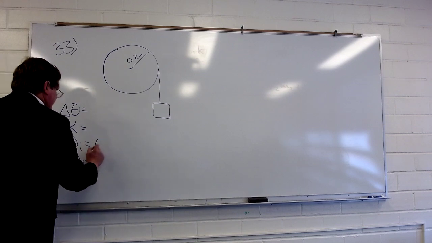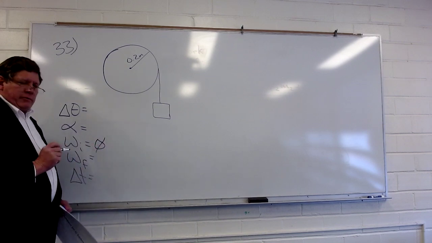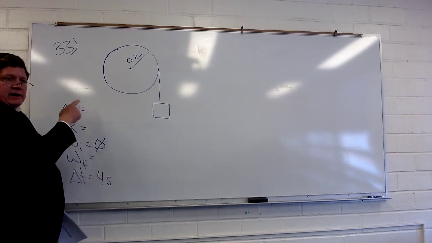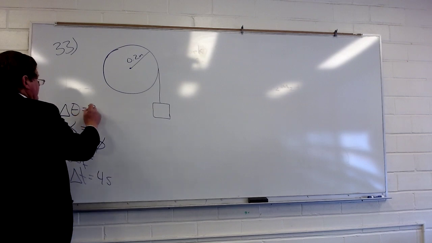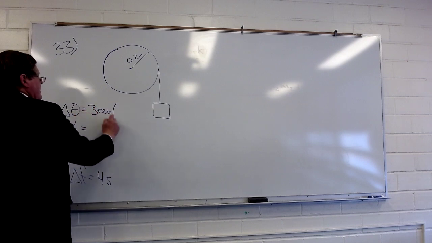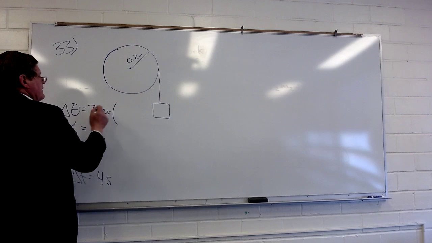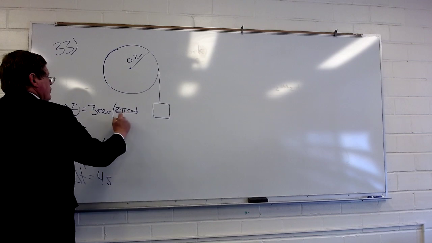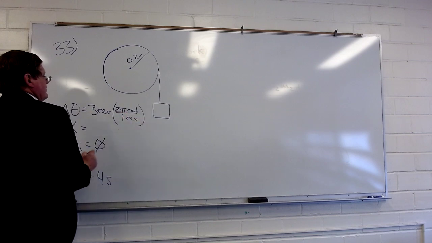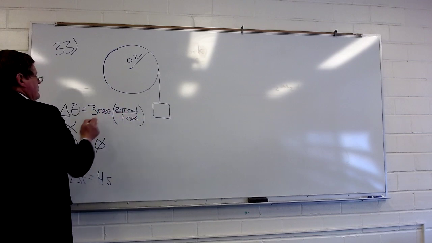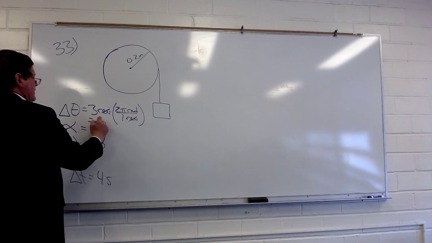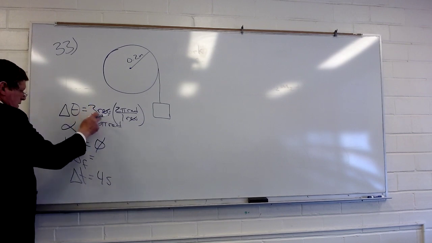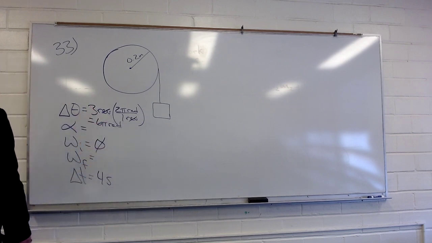Well, we're told that it starts from rest, and we're told that in a time of 4 seconds, it goes 3 times around. Well, 3 revolutions, if I multiply that by 1 and I write the number 1 as 2 pi radians over 1 revolution, I cancel out the revolutions and I get 6 pi radians. So now I have 1, 2, 3 pieces of information.